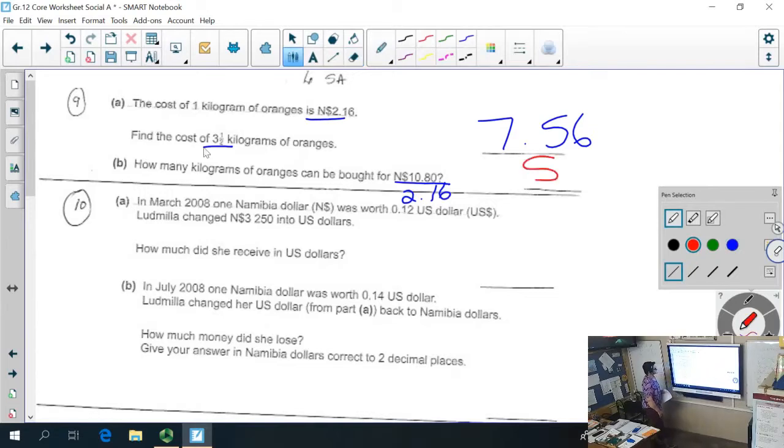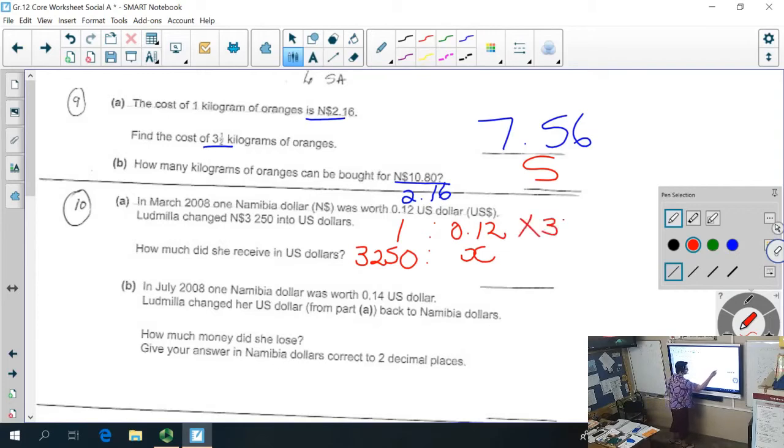Then in March 2008, 1 Namibian dollar was worth so many US dollars. Okay, so again, we write the ratio 1 to 0.12 and 3,250. How much will it be there in US dollars? I think at this stage, the currency rate is 1 to 15. So multiply with bottom, divide by top. So you're actually going to multiply here. And how much is it? 390 US dollars.